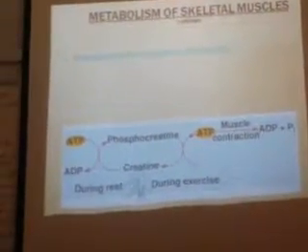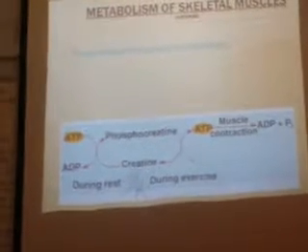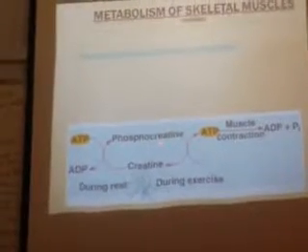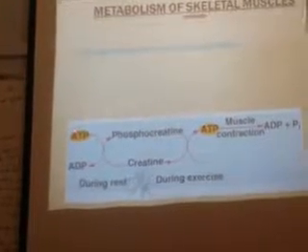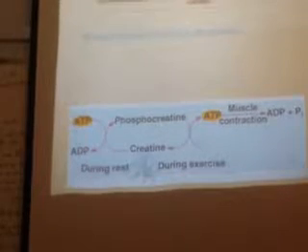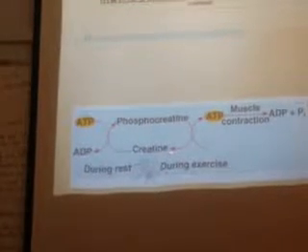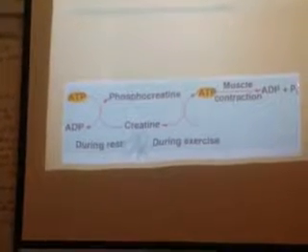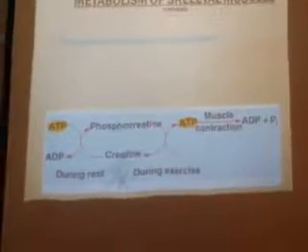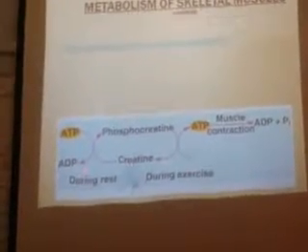This is the function of creatine phosphate in the muscle. Initially phosphocreatine is formed and ATP is there. This is during rest. During contraction, what happens? Phosphocreatine is converted, ADP is converted using the energy into ATP and inorganic phosphate, and creatine is formed. This is during exercise, and this is during rest. So what is the function of this? This is a rapid source of renewal of ATP.